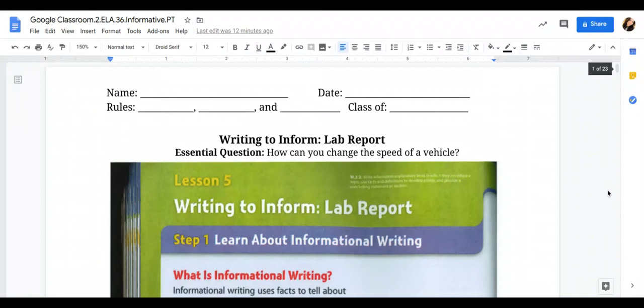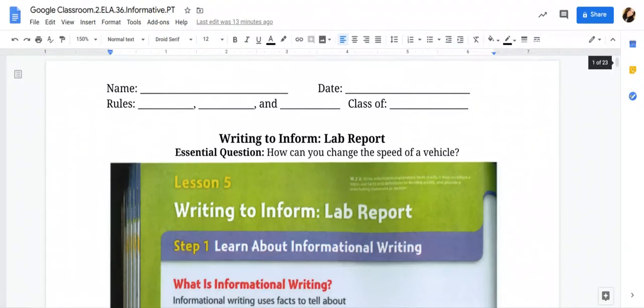So before we begin writing our lab report, let's look at the essential question. How can you change the speed of a vehicle? A vehicle means car. Think of a car. How can you make a car go faster? I want you to put that question in the back of your mind because we will come back.